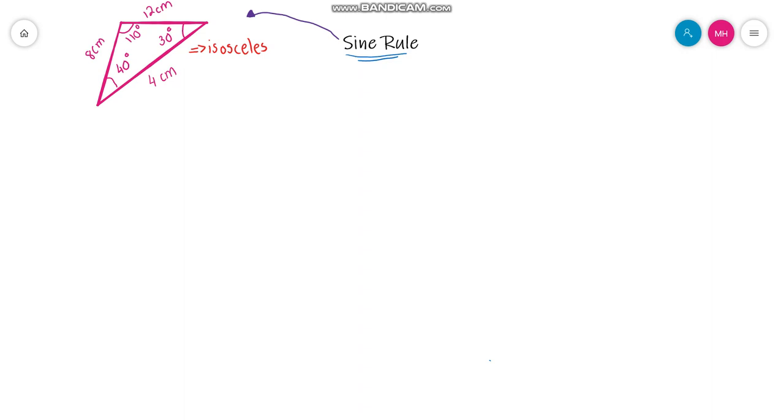The sine rule is basically divided up into two different types. There's one which is used for when you want to solve for a side, and another one which is used for when you want to solve for an angle. I'll talk about the formula for finding an angle in the next video. In this video I'll be talking about the formula for finding a side.